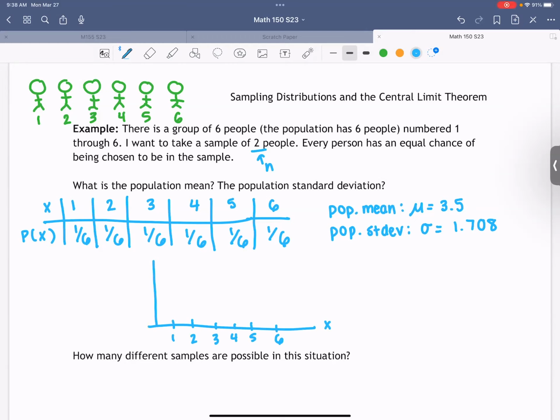So if I were to make this probability histogram, I know that the probability of person 1 is 1 out of 6. So that would be a bar for person 1. The probability for person 2 is also 1/6. So I guess that would be the same height, right? Person 3 would also be 1/6. Person 4, 1/6. Person 5, 1/6. Person 6, 1/6. So this is a very bland histogram. There's no shape to it.